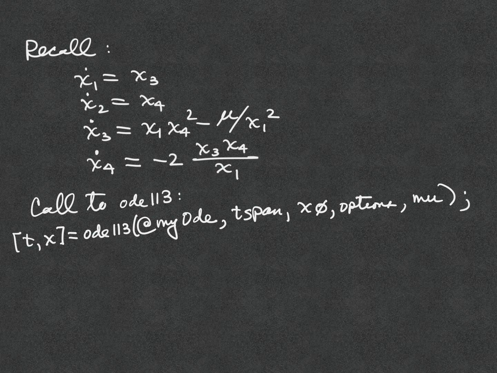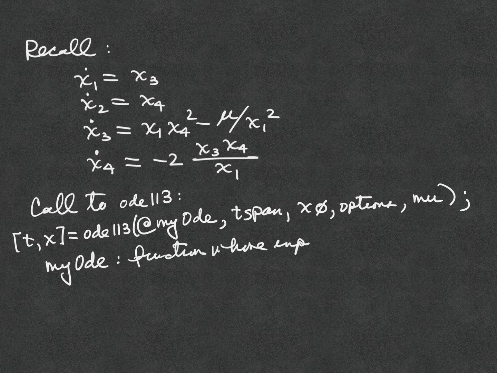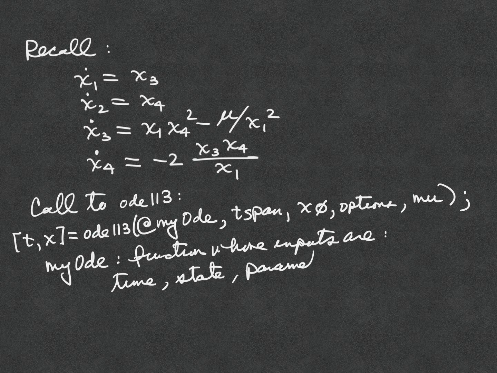First thing I need to do is write this function my ODE. So my ODE is a function whose inputs are time, state, and parameters. The parameter in this case, remember, is mu. It's that gravitational parameter, which I'll talk about in astrodynamics this semester.